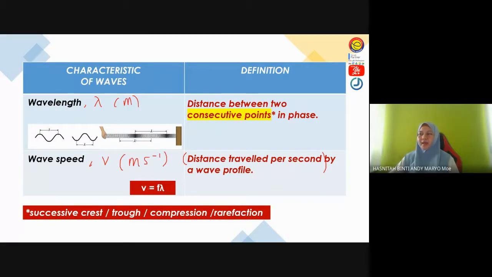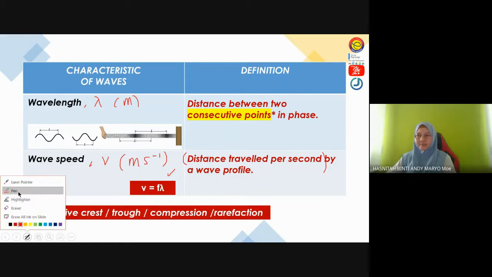And this is the formula to find the speed of a wave. It is F lambda. Speed is frequency multiplied by wavelength. You must remember this formula. The speed of a wave is represented by the frequency of the wave multiplied by its wavelength. So these are all 5 characteristics of a wave which you must understand and know very well, together with the symbol and appropriate unit. Any questions so far?